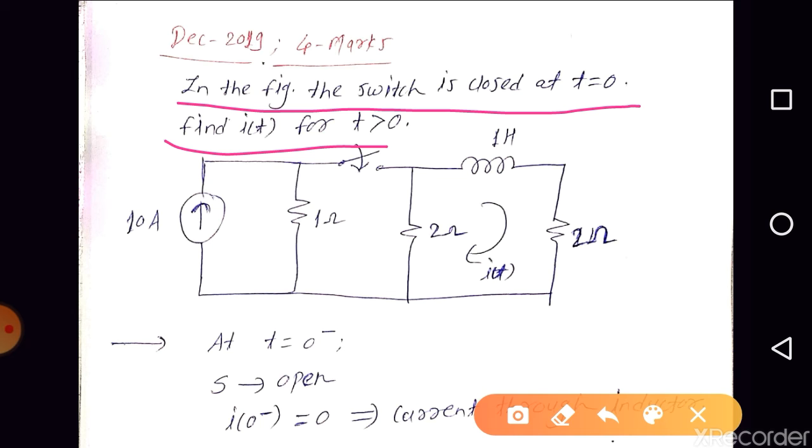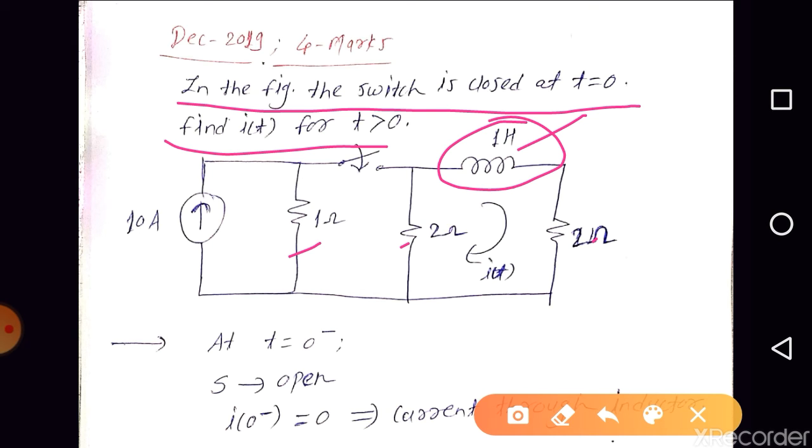So next, further let us discuss. Now in this circuit we are having the inductor and 3 resistors, right. As we know, the resistor for all time t behaves as a resistor only, right. So we need to check for the inductor, okay.